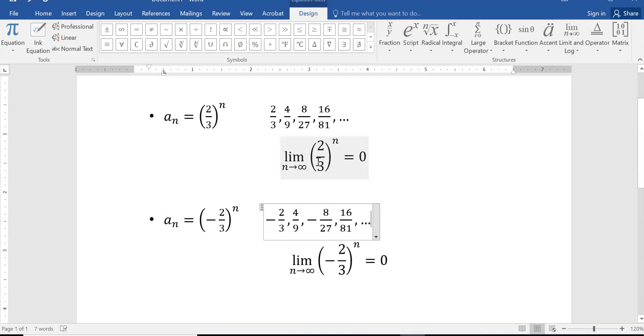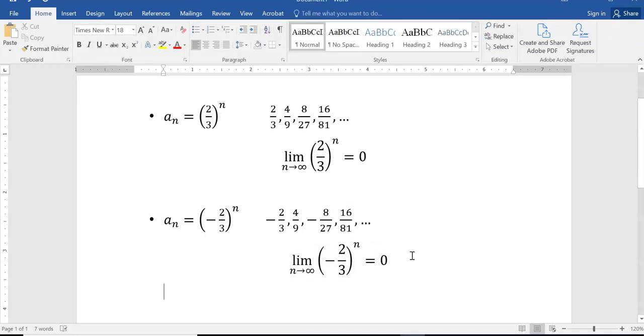And if our first sequence, the one that doesn't have any negative signs, goes to 0, then this second sequence, the one where we do the same except we throw on some negative signs, also has to go to 0 because of that absolute value theorem.